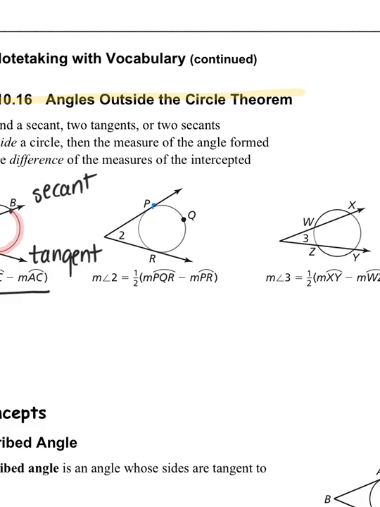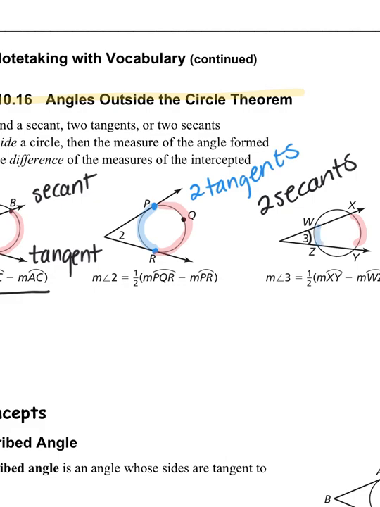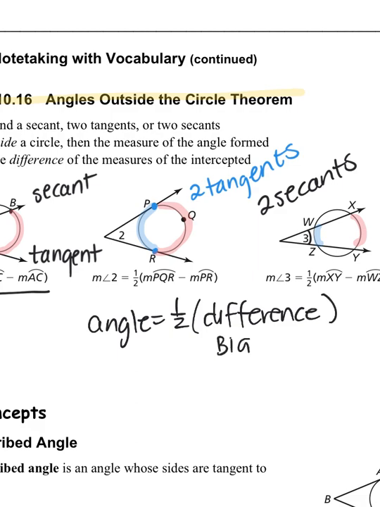The next example, you have two tangent lines touching once. So again, we're going to go 1/2 big arc minus small arc. And then our last example is with two secants. They touch the circle twice. So angle 3 would be half the difference of the big arc minus the small arc. In kid-friendly language, 1/2 the difference, and don't forget to go big minus small.